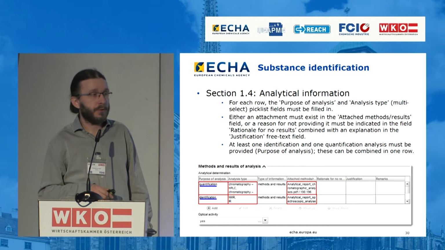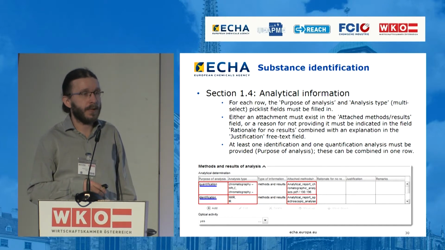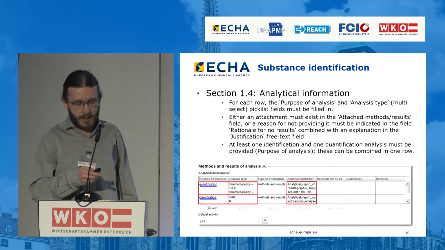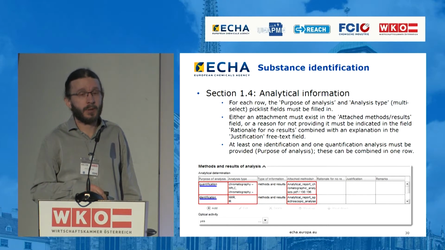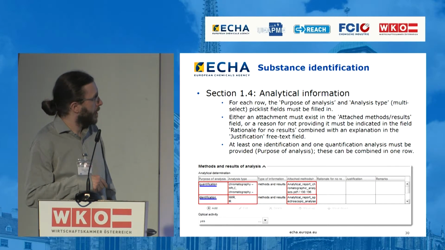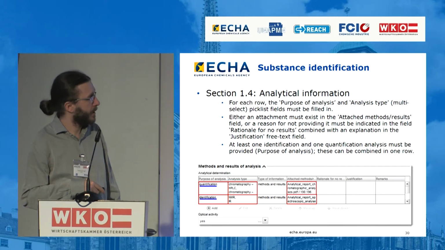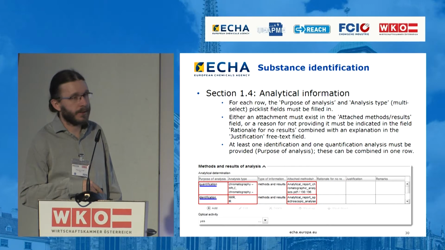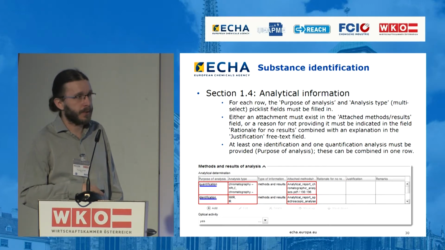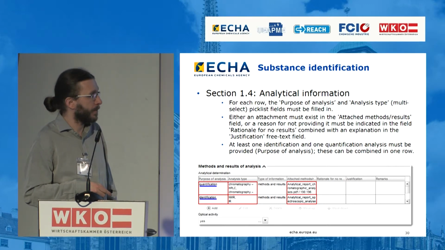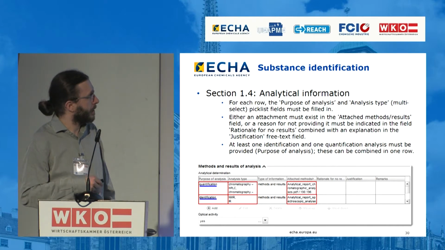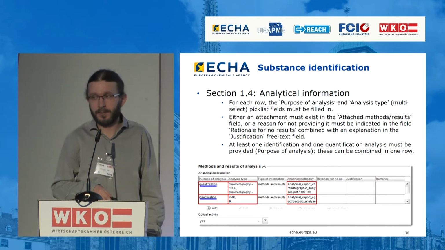All the members of a joint submission also need to provide analytical information, and this is usually done in section 1.4 of IUCLID, where you can provide the type of analysis that has been conducted together with the methods and the results obtained. And these results and methods can be provided as attachments inside this table, methods and results of analysis.